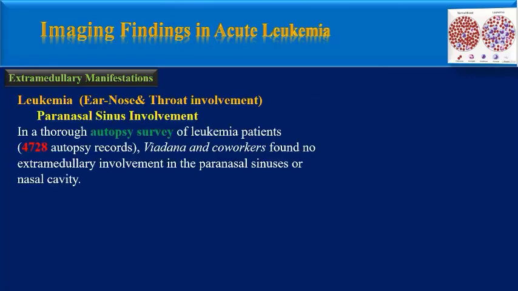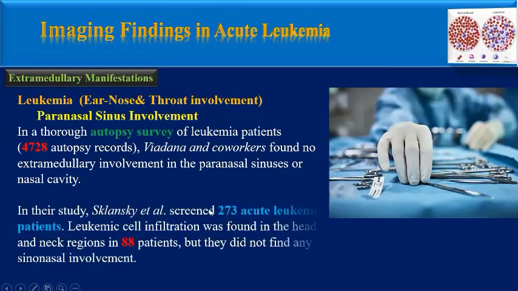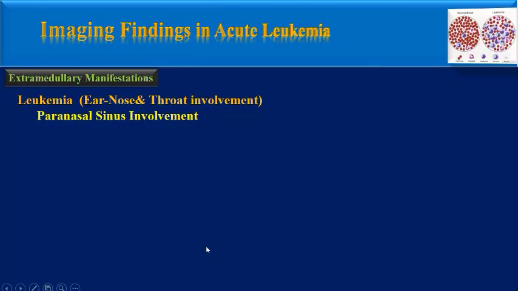An autopsy survey of leukemia patients found no extramedullary involvement in the paranasal sinuses or nasal cavity. In another study of 273 acute leukemic patients, leukemic cell infiltration was found in the head and neck in 88 patients, but they did not find any sinonasal involvement.